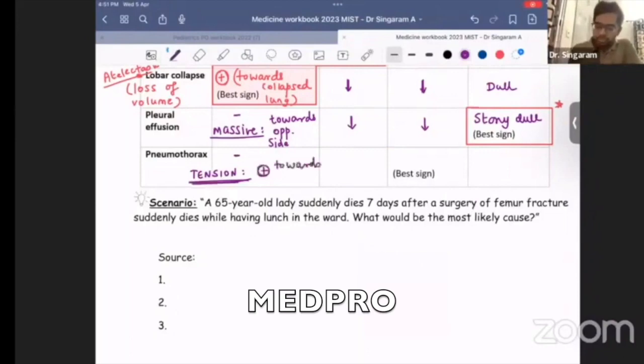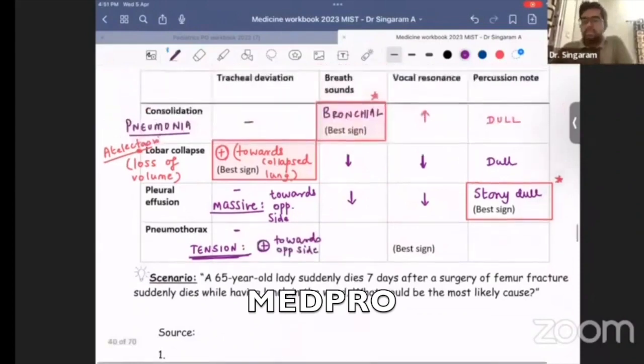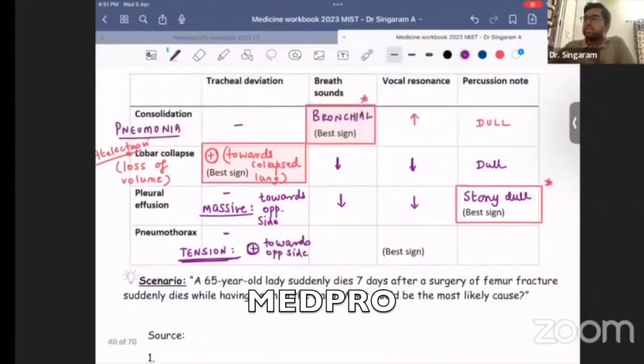Very simple, towards the opposite side. That's what you have to remember. Okay, minimal, no problem, but massive, like tension pneumothorax, it will be definitely there. Then what about the breath sounds? Doctors, very simple question. What do you think will happen to the breath sounds? See, this is where you have to be careful. Will you hear them normally or would it be decreased? Very simple question. What will happen to the breath sound?